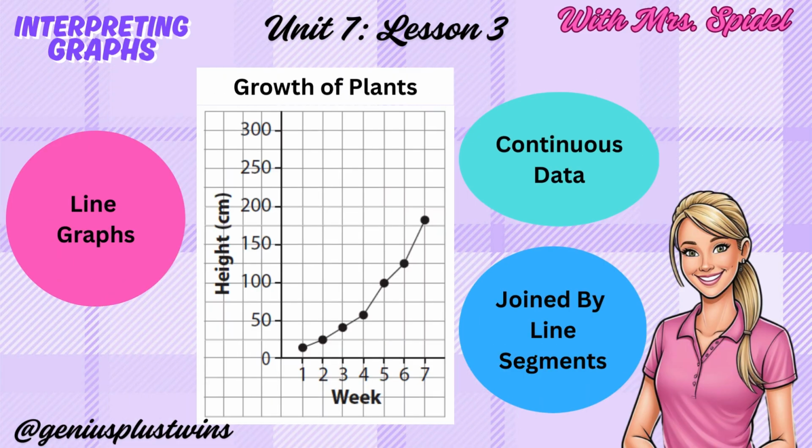The second type we're going to look at are line graphs. A line graph shows points that are connected by line segments. Line graphs are perfect for showing continuous data. Continuous data can take any value within a range and can be measured rather than counted.